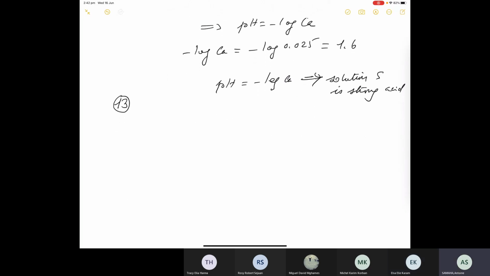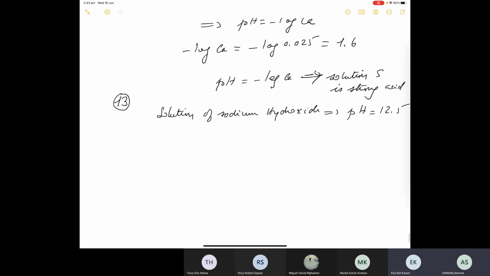We want to prepare a solution of sodium hydroxide of pH 12.5. What should the concentration of OH minus ions be in the above solution? So in the solution of sodium hydroxide whose pH is equal to 12.5.